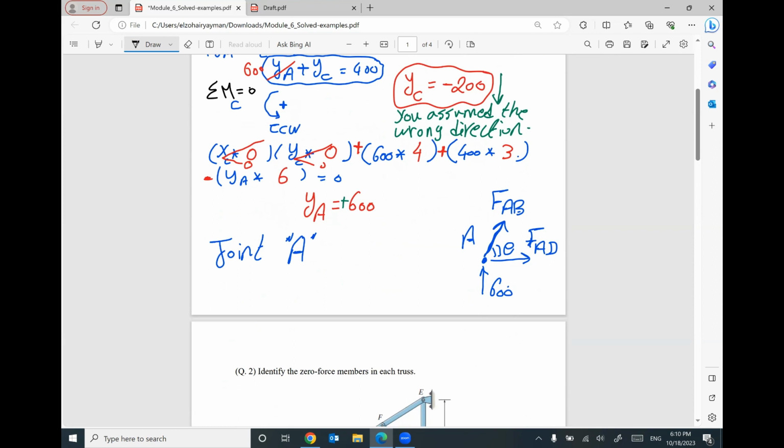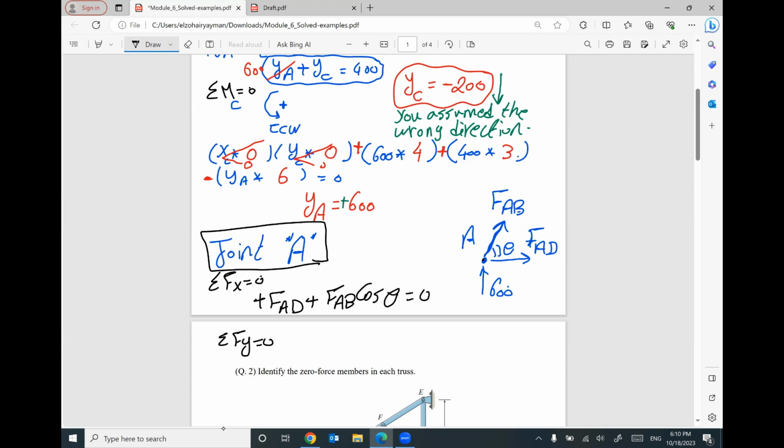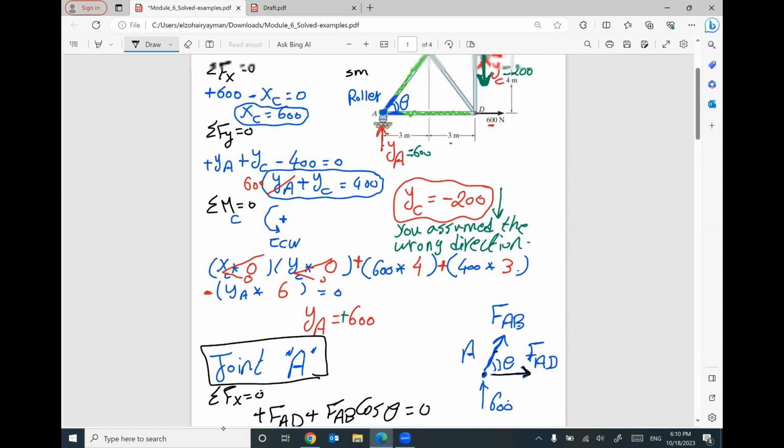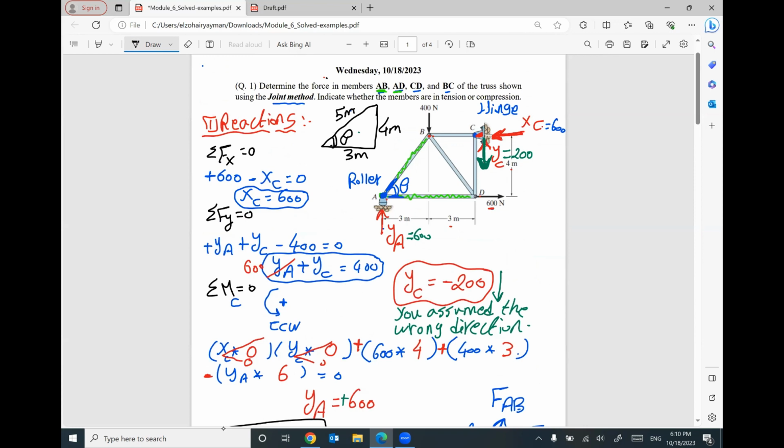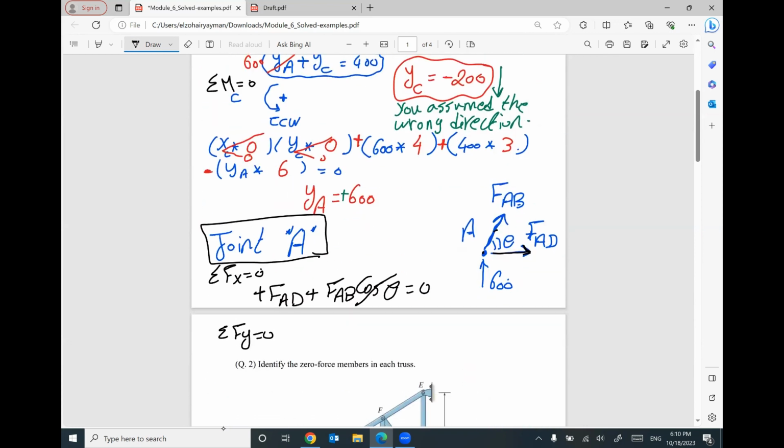Let's go back. For joint A, I will apply summation of all forces in X equals 0, and summation of all forces in Y equals 0. Does that make sense? Summation of forces in X: we have positive FAD, and positive FAB cosine theta equals 0. This is the X component of the force, FAB cosine theta. Keep in mind that cosine theta equals 3/5.